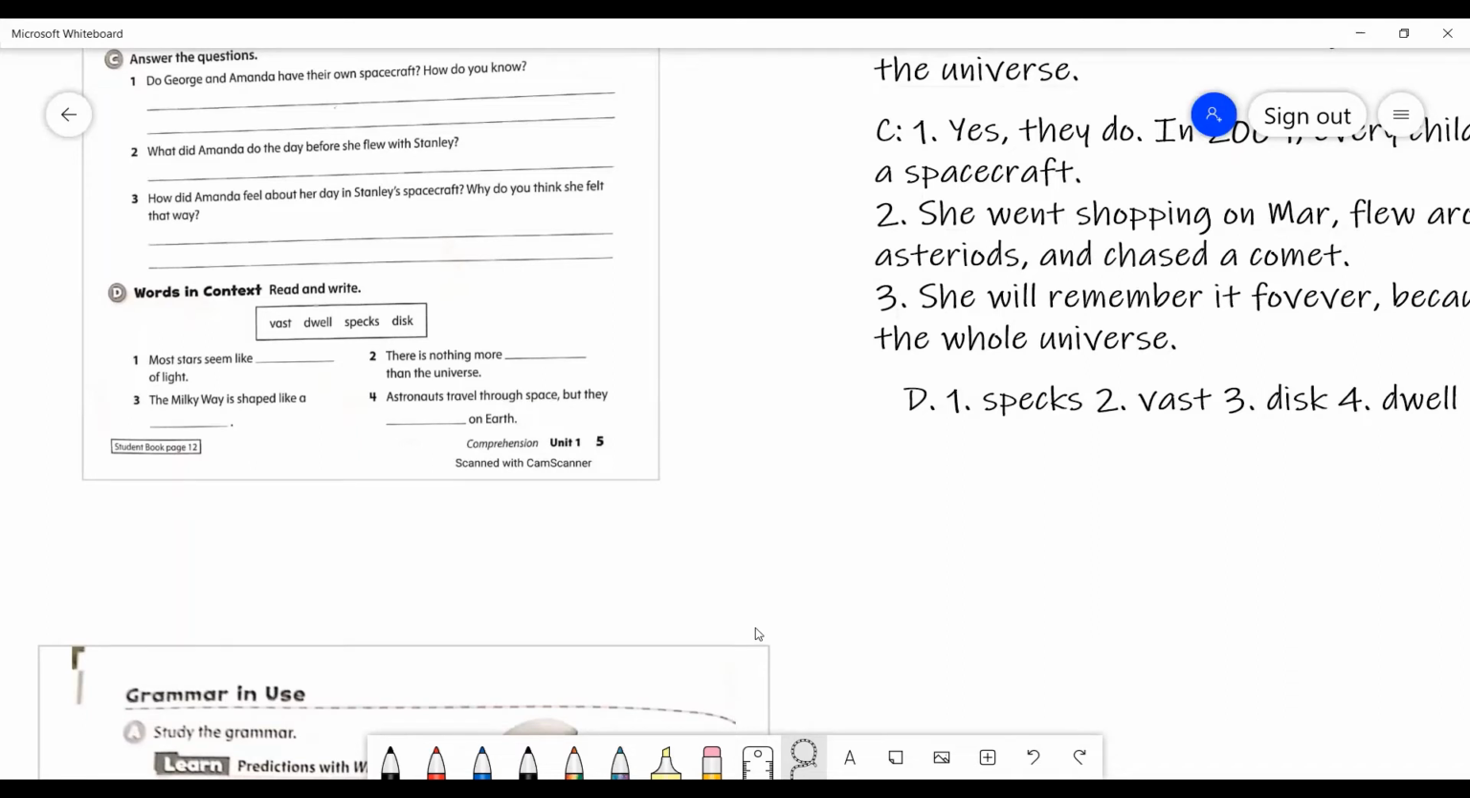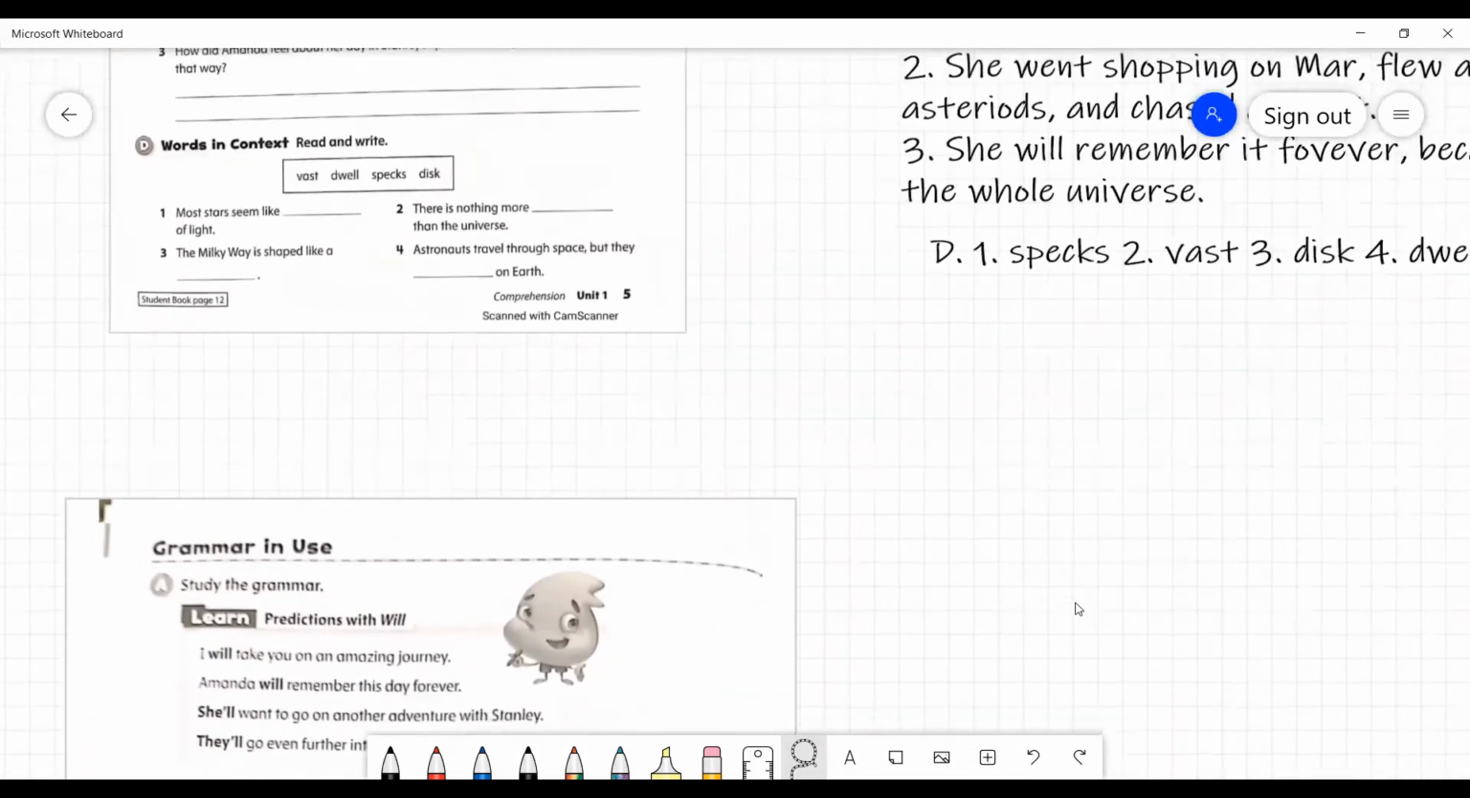So number 3, the Milky Way is shaped like a disk. So number 4, astronauts travel through space, but they dwell on Earth. So this was part D.